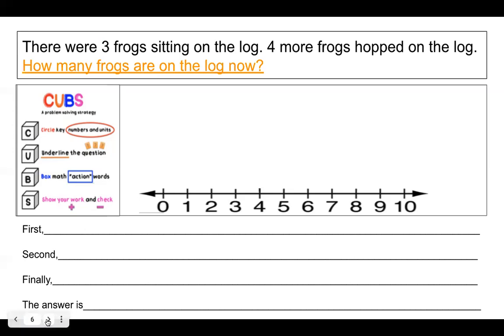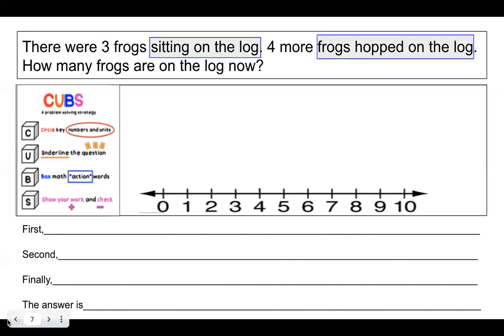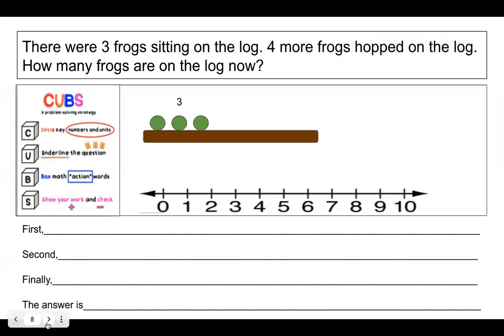B stands for box, meaning box the math action words. Remember, action words are things that we can do, verbs. What are the action words? Yes, sitting, which is on the log, and hopped, which is hopped on the log. Box the words sitting and hopped with the blue crayon. Good job.